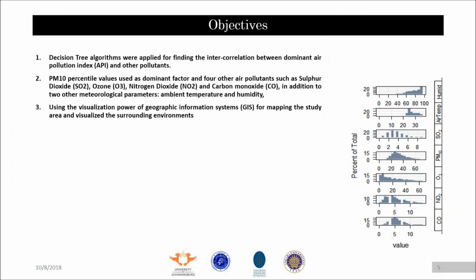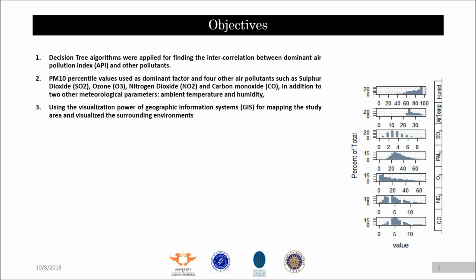The objective of the current study is to use a decision tree algorithm to find the intercorrelation between the dominant air pollution index and the other pollutants. As we mentioned, the API is taken from the PM10 and the other pollutants. So we want to know which of the factors add to or increase the value of the PM10 or contribute to this data using a decision tree.